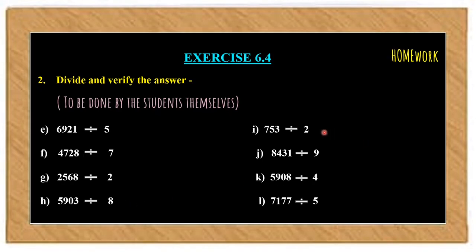In the I part you have a 3-digit number, 753 divided by 2. J part says 8431 divided by 9. In the K part you have 5908 divided by 4. And finally you have 7177 divided by 5, children.